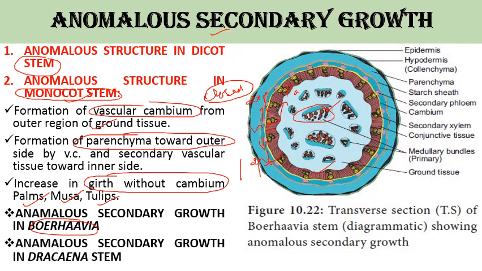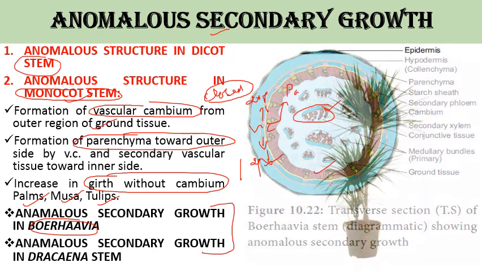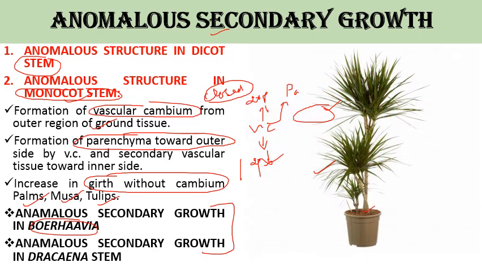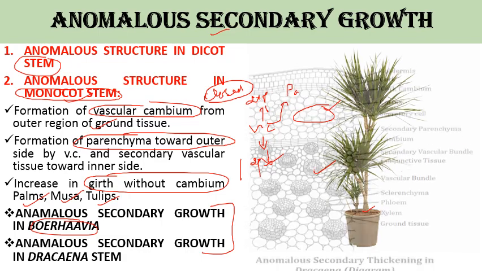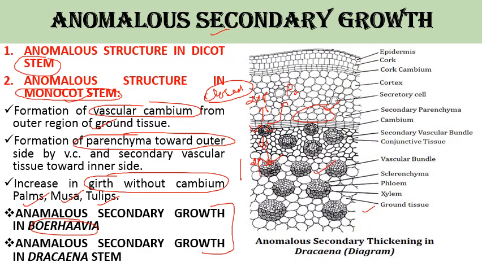Then second, we have anomalous secondary growth in Dracaena stem. So these two topics are given in our syllabus that we will discuss in detail. So this is the photograph which shows Dracaena, which is a monocot, and it shows various vascular bundles and has multiple cambia.